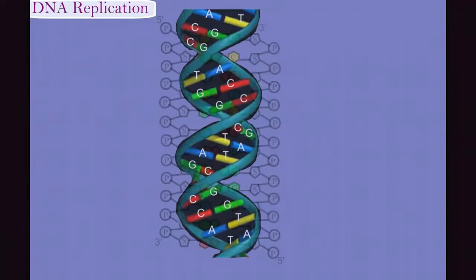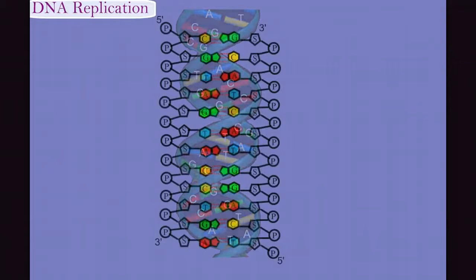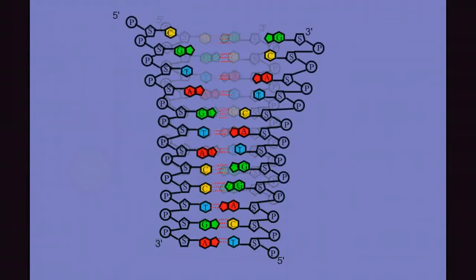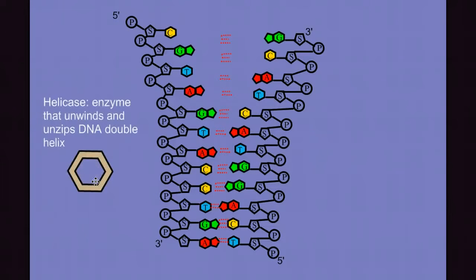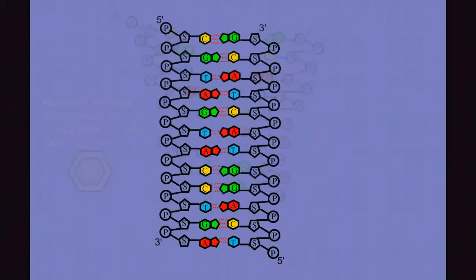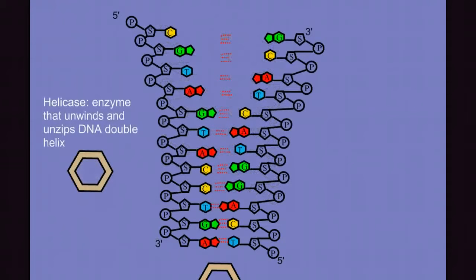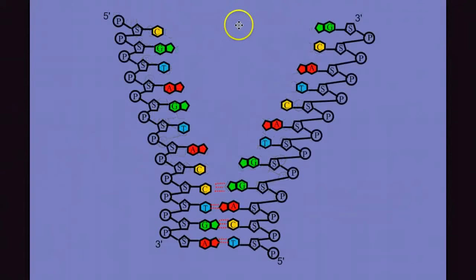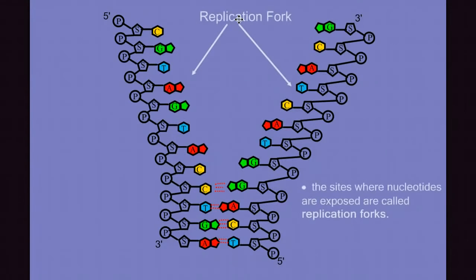Let's get started. First, we must untwist our double helix so we can see our DNA ladder. Then we start to separate our two strands of the molecule. The enzyme responsible for this untwisting and unwinding is called helicase. So let's watch that again with helicase in action. The helicase unzips the DNA molecule, breaking hydrogen bonds that hold the two sides together. As we continue to unzip the molecule, we create these areas of exposed nucleotides that we call replication forks.